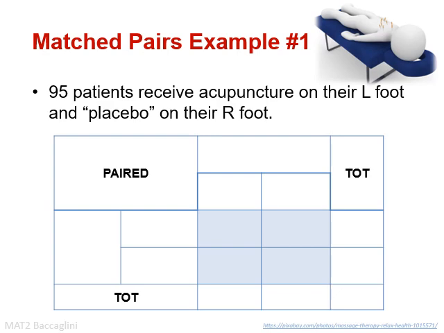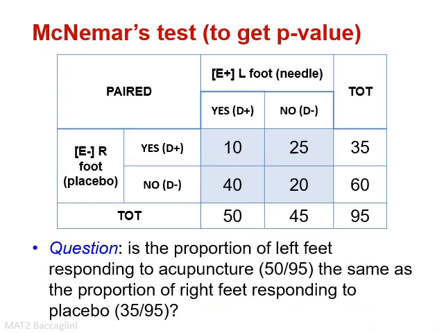What you want to be careful about is how to set up the table. This is done differently than if you do it in an unmatched design. So let's take a look at the numeric example. You can see that the table layout is very different. Here we have the exposure that is present, like the left foot, we have the acupuncture needle, or the unexposed would be the foot with the placebo. The outcome is present on both, yes or no, whether there is a response or not.